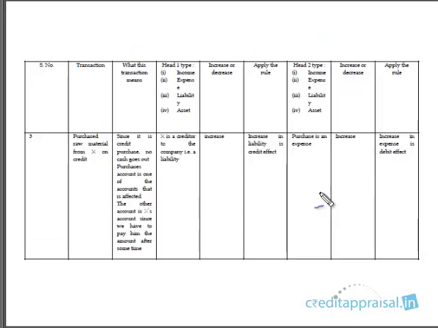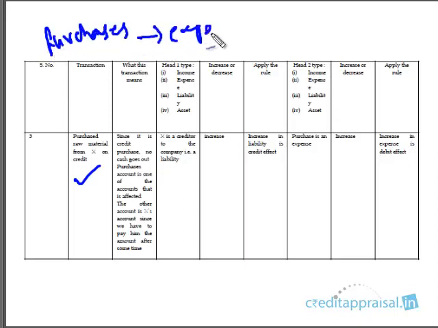So in the third transaction here, we're purchasing raw material from X on credit. In the earlier transaction 2, we purchased on cash. In this transaction, we're purchasing on credit. So anyway, the purchase head will not change. It is same as in the second example. Purchase is an expense, and since we debit all expenses, the purchase will have a debit effect.